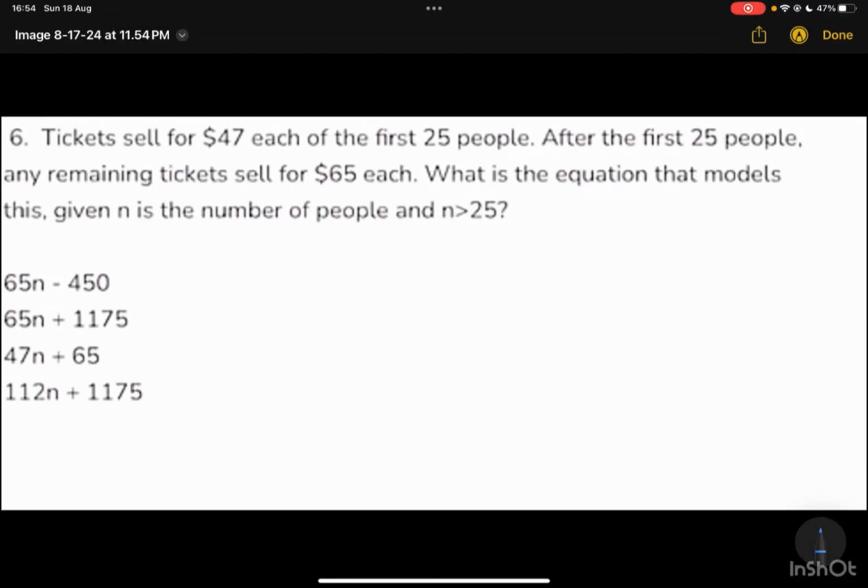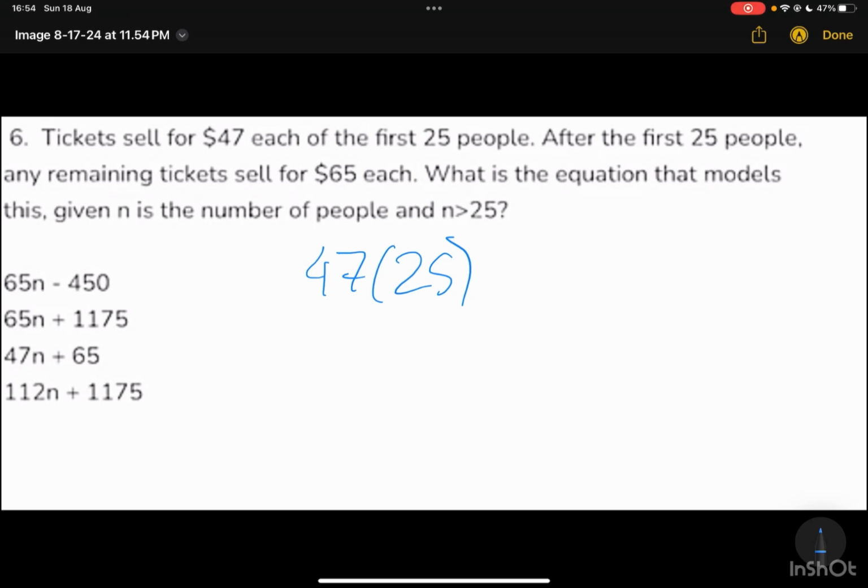Okay, next question. Tickets sell for $47 each for the first 25 people. After the first 25 people, any remaining tickets sell for $65 each. What is the equation that models this, given n is the number of people and n is greater than 25? Firstly, we're going to have $47 for the first 25 people, so 47 times 25. And after the first 25 people, the remaining tickets will sell for $65 each.